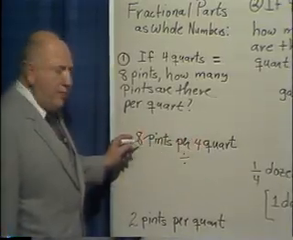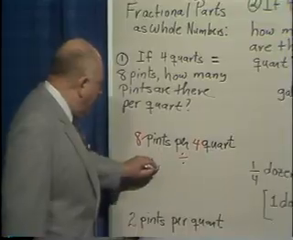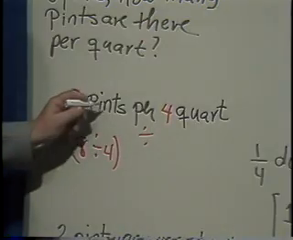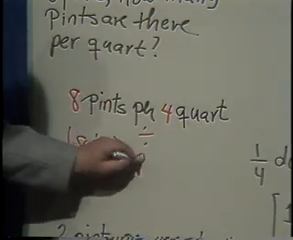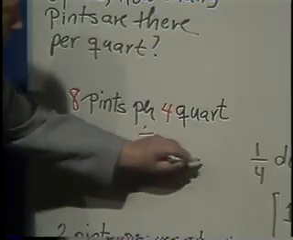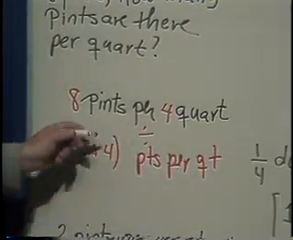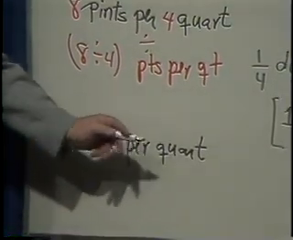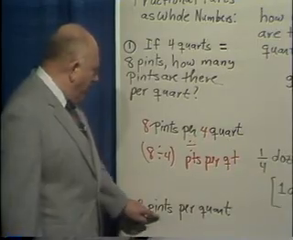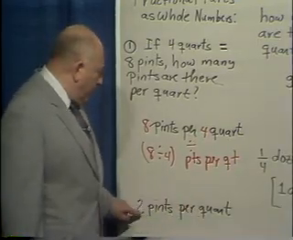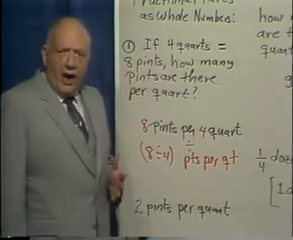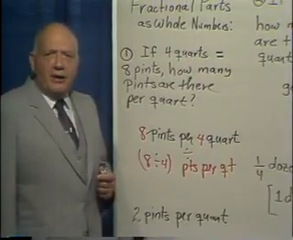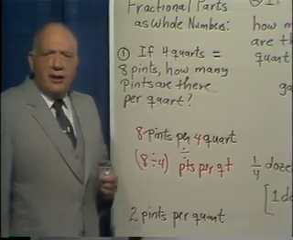Now how do we do this problem? We say 8 divided by 4. See, in a per problem, you divide the adjectives, and the nouns just become pints per quart. So now since 8 divided by 4 is 2, we see that we have 2 pints per quart. And that certainly makes sense. If we had 2 pints in 1 quart, 4 quarts would be 2 pints 4 times, or 8 pints, which checks with our answer.